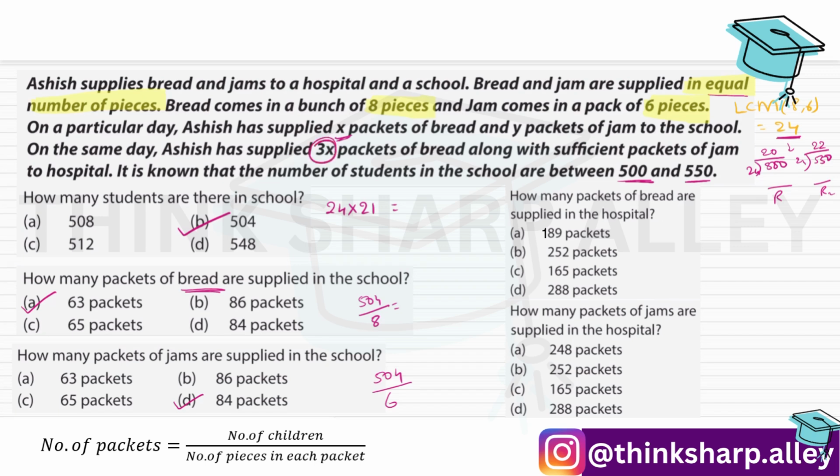Next question, how many packets of bread are supplied to the hospital? Now, we have clearly seen if there are X packets being sent, that means 63 packets being sent to the school. So, in hospital, they will require 6 into 63, which is equal to 189. Hence, our option A is the correct option.